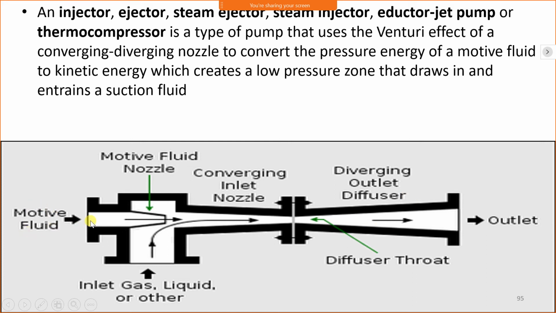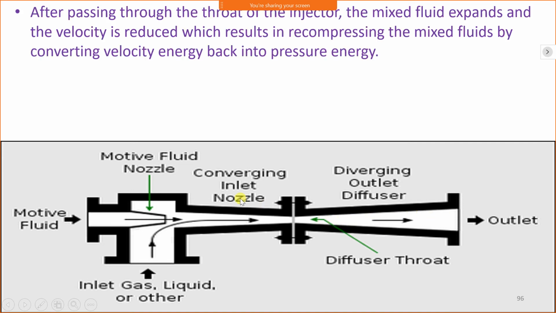When the motive fluid is supplied through the motive fluid nozzle, in the converging part the velocity increases and the pressure decreases, and it creates a suction for the fluid which is to be supplied. It creates the suction for the fluid which is to be supplied in the diverging end. Again, kinetic energy gets converted into pressure energy.